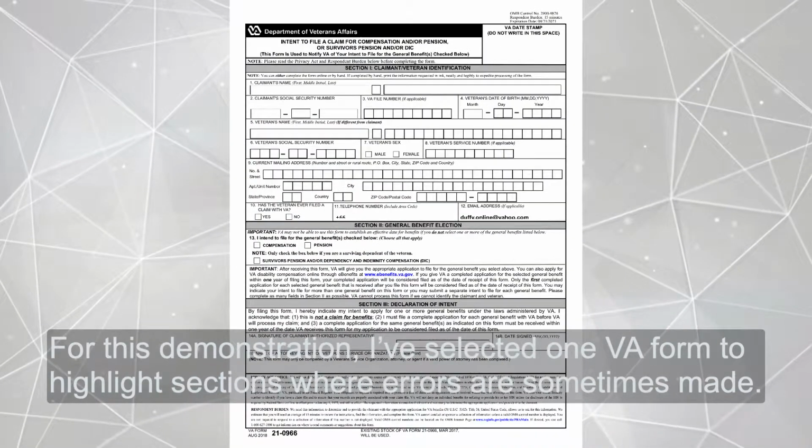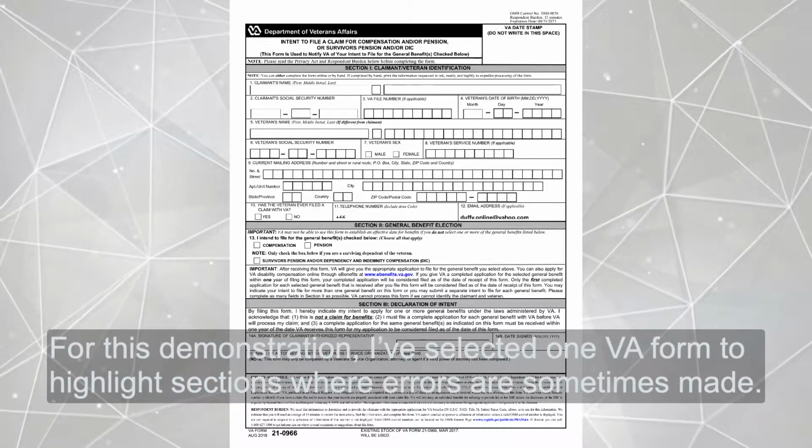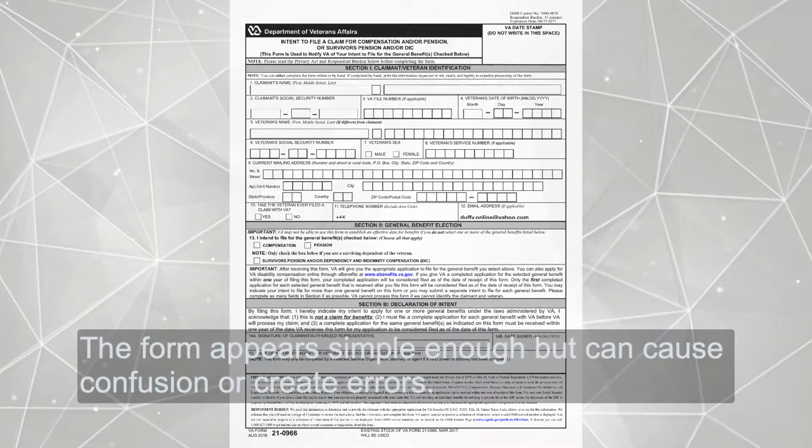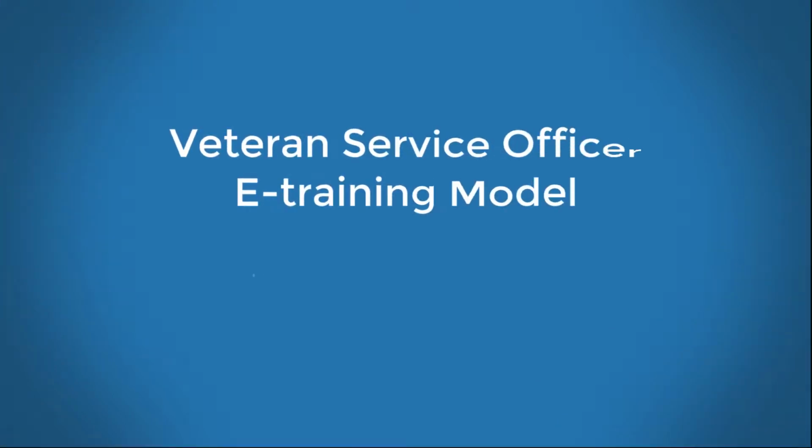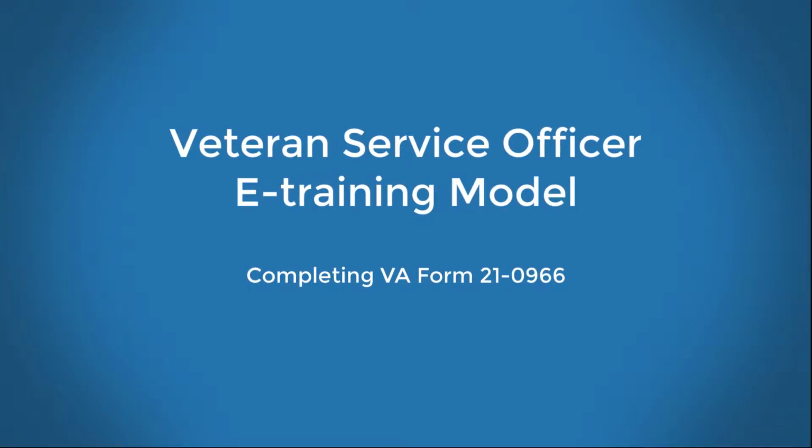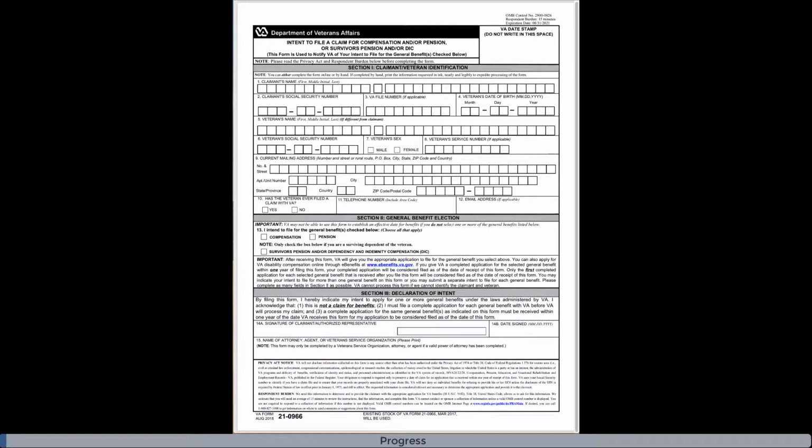For this demonstration, I've selected one VA form to highlight sections where errors are sometimes made. The form appears simple enough, but can cause confusion or create errors. Here you can see VA Form 0966, Intent to File. It is used to notify the VA that a claimant or veteran intends to file a formal claim. It is often the first communication with the VA and provides basic but essential contact information.